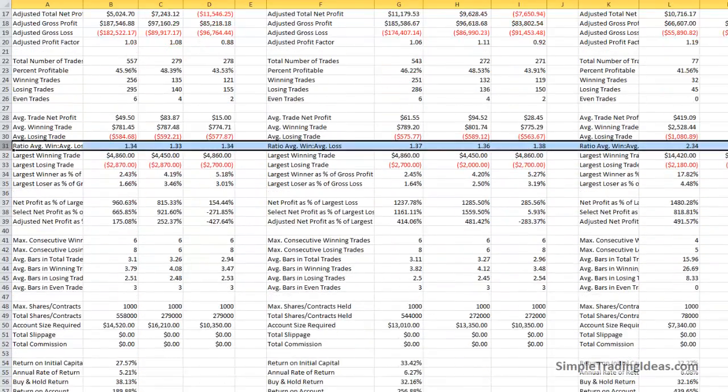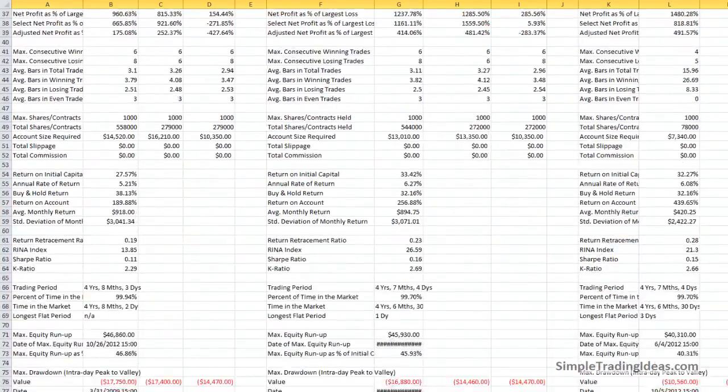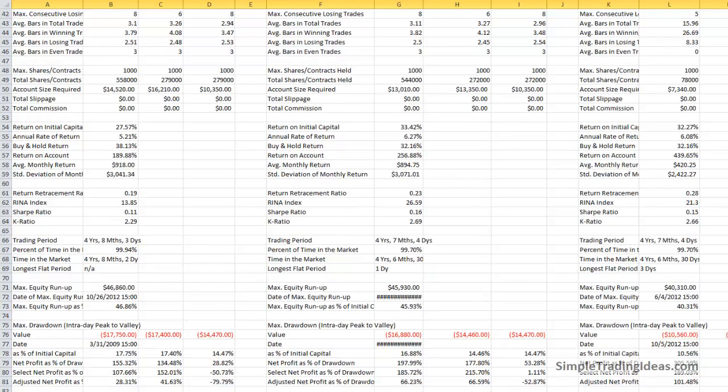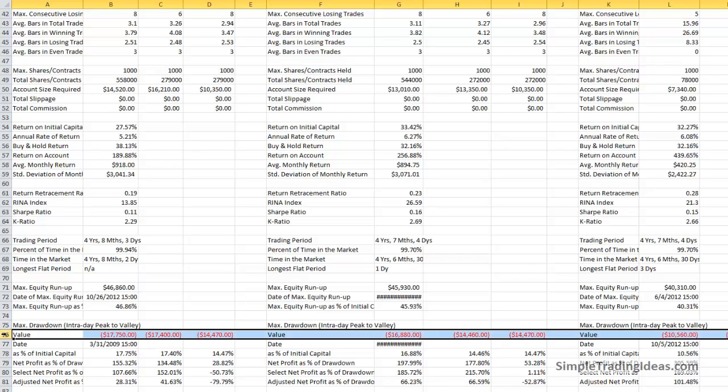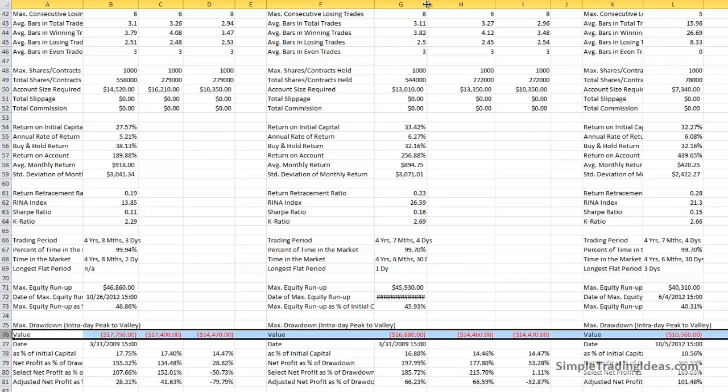Okay, so what we're going to do is scroll on up here a bit, and what we'd like to look at here is the value of the max drawdown here, 17,750. Here it's a bit less. Let me stretch that out a bit so we can see all those numbers. Here it's a little bit less. And here it's almost half as much as the original. So that's something else to take into consideration.